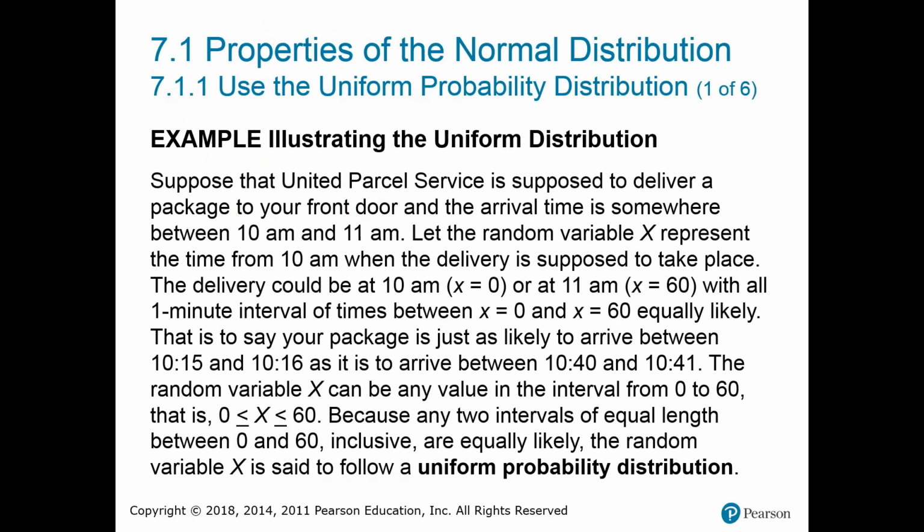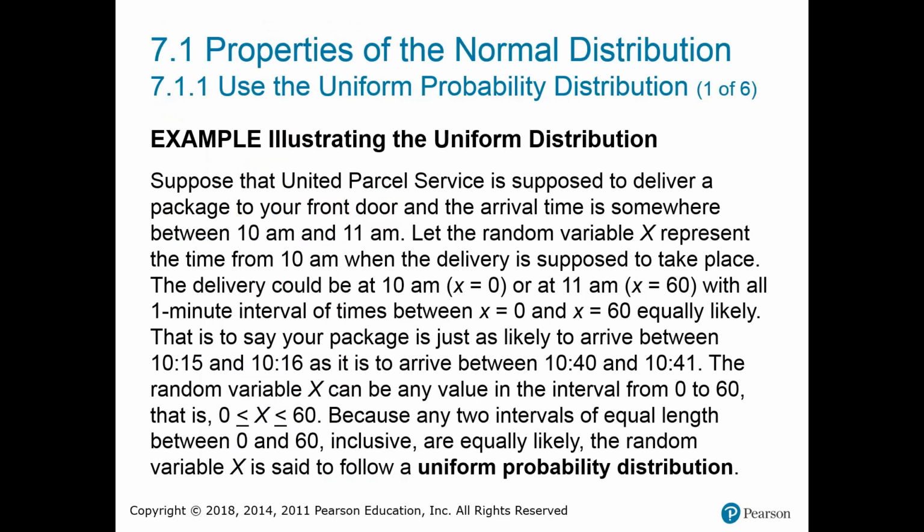We start right off with an illustration here. It says, suppose that United States Parcel Service is supposed to deliver a package to your front door, and the arrival time is somewhere between 10 a.m. and 11 a.m. Let the random variable, capital X, represent the time from 10 a.m. when the delivery is supposed to take place. The delivery could be at 10 a.m., x equals 0, or at 11 a.m., x equals 60, with all 1 minute intervals of times between x equals 0 and x equals 60 equally likely.